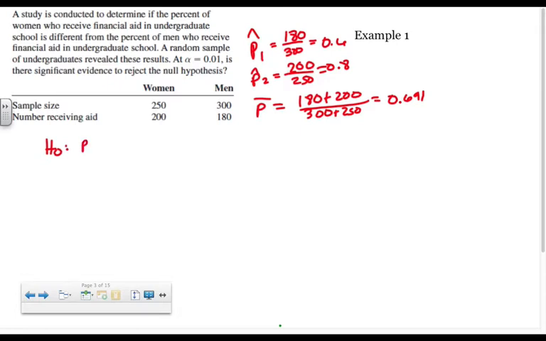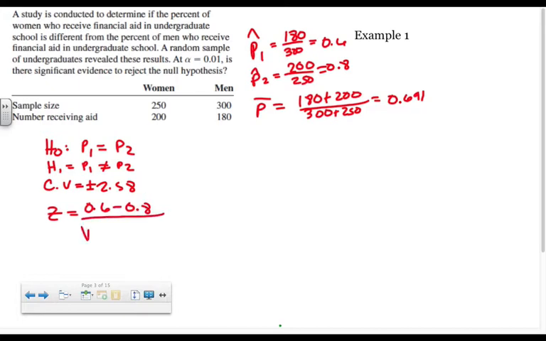So now, our H naught is that P1 will be equal to P2. And H1 is that P1 is not equal to P2. Our critical value, looking on the chart, for alpha equals 0.01 for two-tail is 2.58. Our Z is 0.6 minus 0.8 over the square root of P bar, 0.691, times Q bar, 0.309. These formulas are all on the other side. Times 1 over 300 plus 1 over 250.